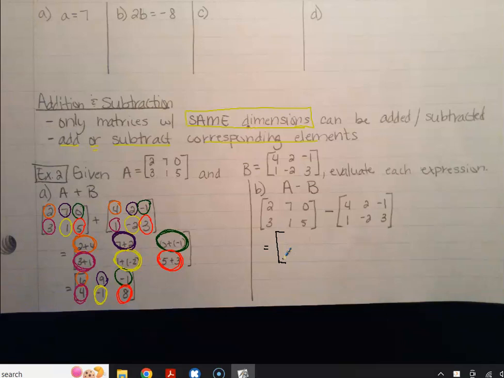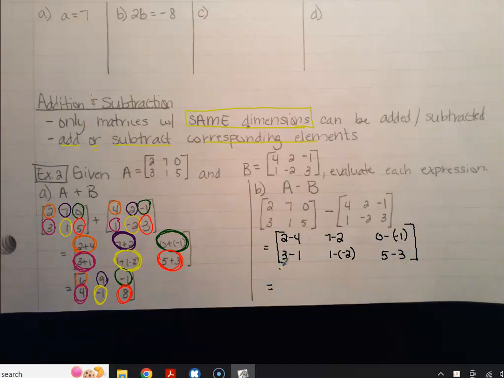So we're subtracting corresponding elements. So 2 minus 4 is going to go here. In the middle, we're going to have 7 minus 2. Good. Hopefully you're saying the number as I'm writing it. For the next one, I have 0 minus -1. Let me put my parentheses back around that. For the next row, we're going to start at the front. So we're going to have 3 minus 1. Then we'll move to the middle number, 1 minus -2. And we'll move to the last number, or element. So 5 minus 3.